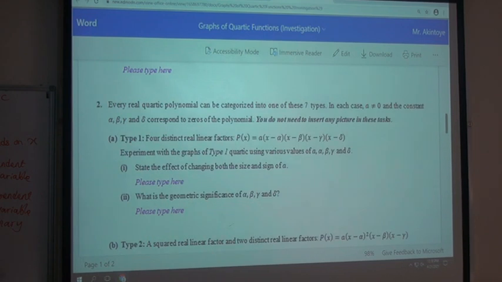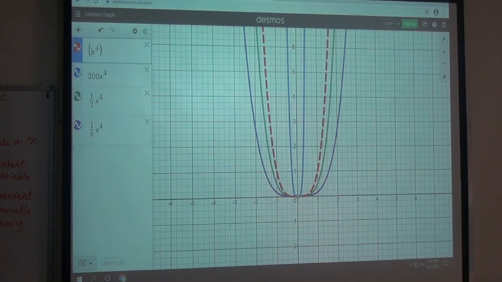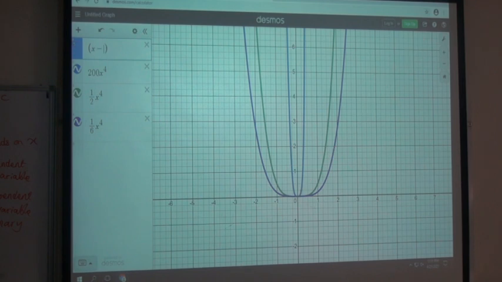The first type is when you have 4 distinct linear factors. You expect it to have 4 intercepts on the x-axis. So let's see, 4 distinct linear factors. So maybe x minus 1, of course there will be a, right? Yes. x minus 2, for example.